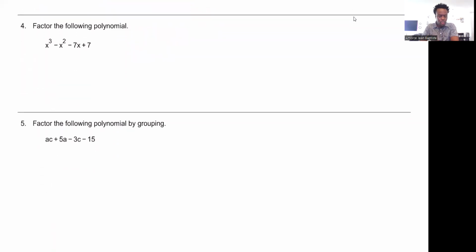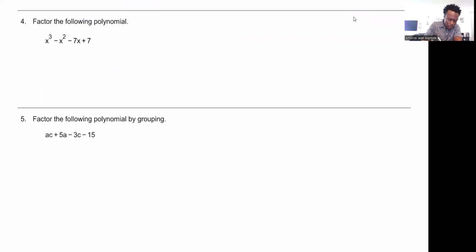We will do the same thing for number 4. We group it and then find out what to factor out from each group. The first group here, we can factor out x squared. So that's x minus 1. Factor out -7. And that is x minus 1.